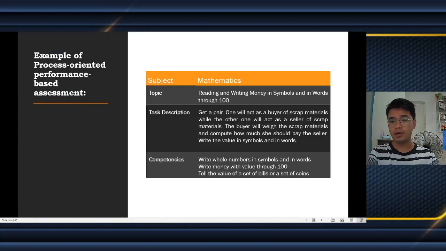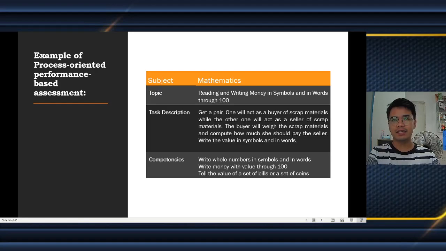Another example will be in mathematics: reading and writing money in symbols and in words through 100. Okay, so the task description is: get a pair, one will act as a buyer of scrap materials while the other one will act as a seller of scrap materials. The buyer will weigh the scrap materials and compute how much she should pay the seller. Write the value in symbols and in words.